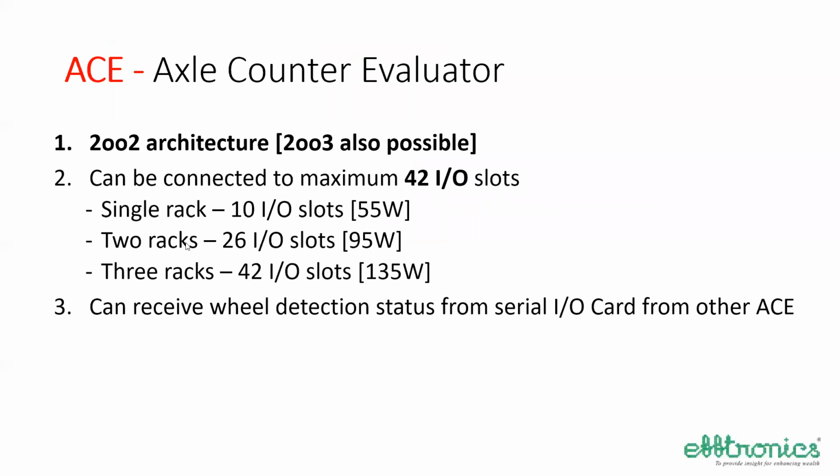If you have 2 racks, you can have 26 IO slots. And if you have 3 racks, maximum 42 IO slots. That means 42 input and output can be connected to this 2 out of 2 architecture. 2 out of 3 also is available, but not introduced in India.